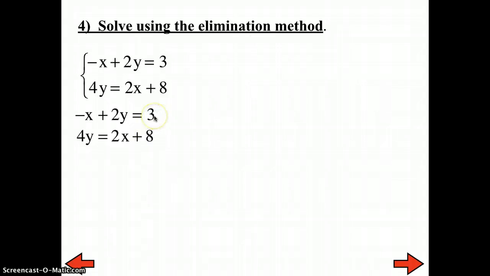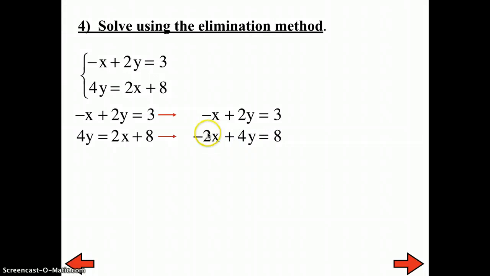So in this case, I'm going to keep the first equation the way that it is, and I'm going to change this equation to standard form. How will I do that? Well, I know that standard form requires me to have both variables on the same side. So I will have to move the positive 2x over to the left. How am I going to do that? Well, I need to go ahead and subtract 2x from both sides, leaving me with negative 2x plus 4y equals 8.